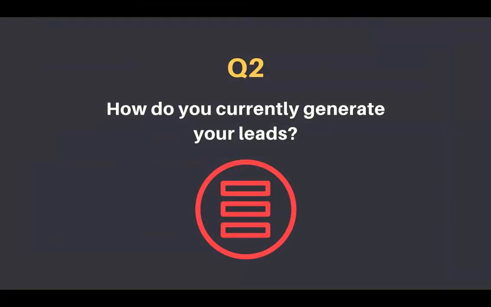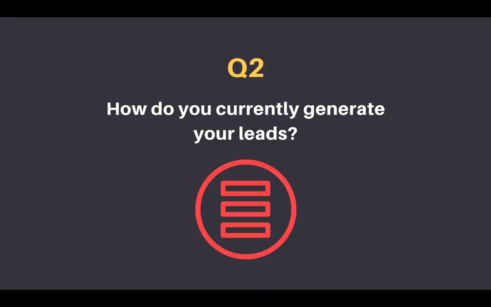Question number 2, speaking of those leads, how do you currently generate them? And I think this is going to affect question number 1 a great deal, because it's important to look at how you go after those leads to show how you're going to structure, how you're going to refer the traffic there from social media. How do you currently generate your leads?